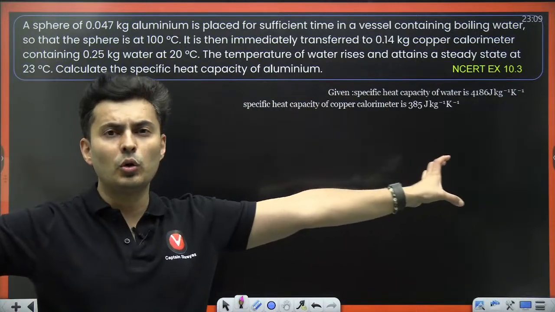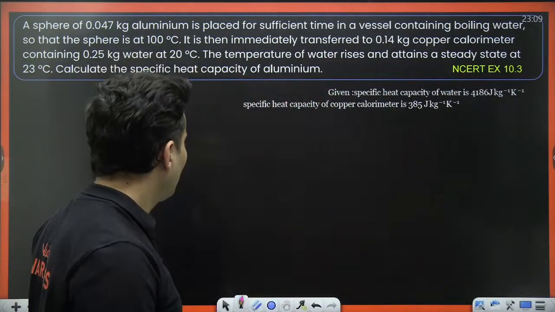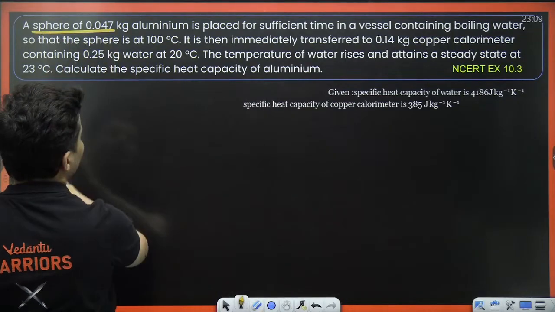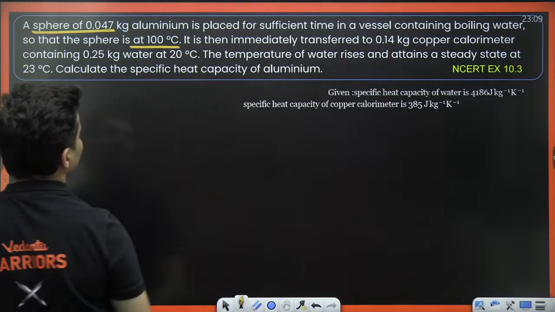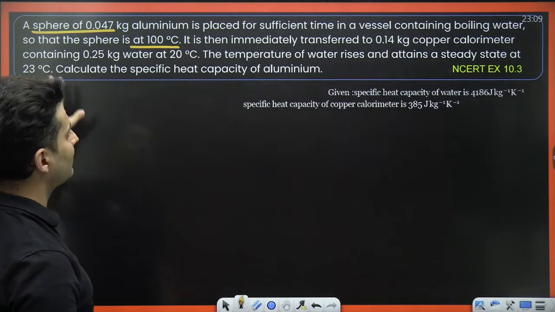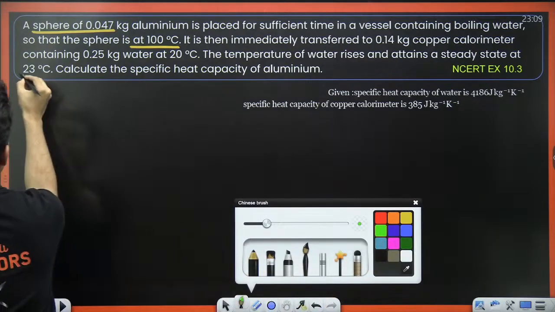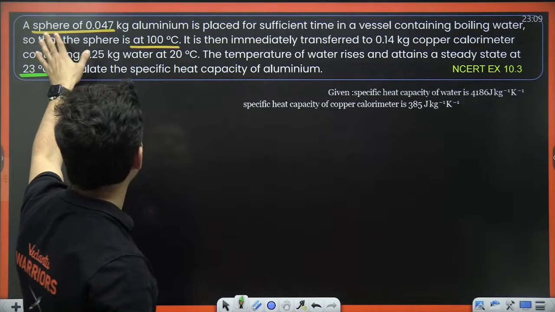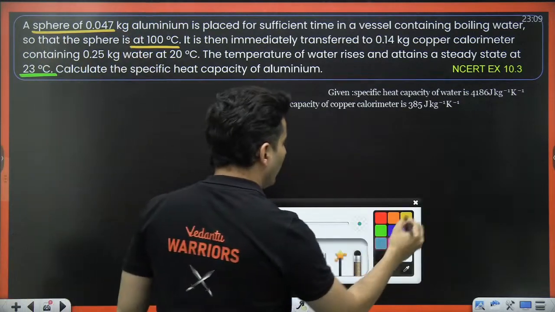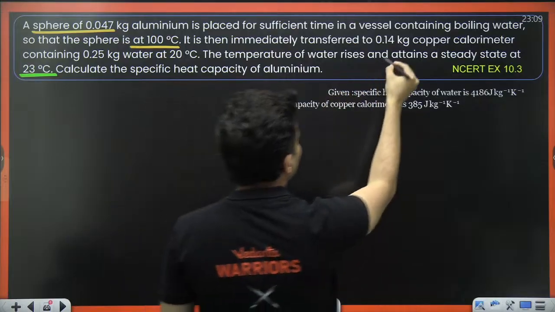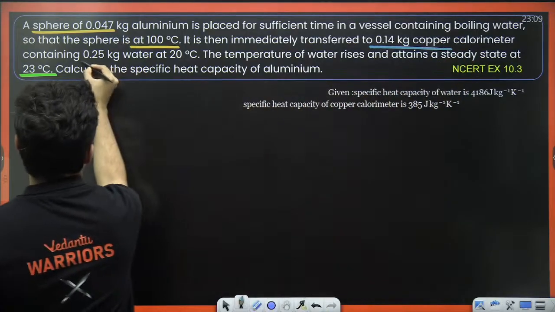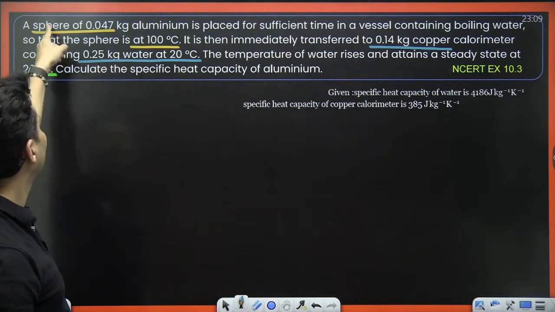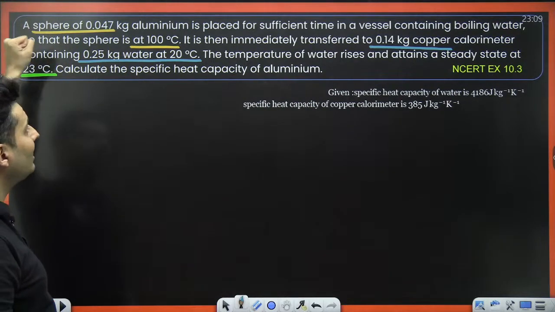Always try to divide it into 2 parts. One will be cold, one will be hot. Who is hot, who is cold, just identify. Obviously, this sphere of this mass, which is at 100 degrees Celsius, is hot and it attains a steady state temperature. This is the equilibrium temperature of 23. Question is to find the specific heat capacity of aluminium. Okay. Who is cold? Cold is 2 things. This copper and water both are at 20 degrees Celsius. They both will gain heat. This aluminium sphere will lose heat.